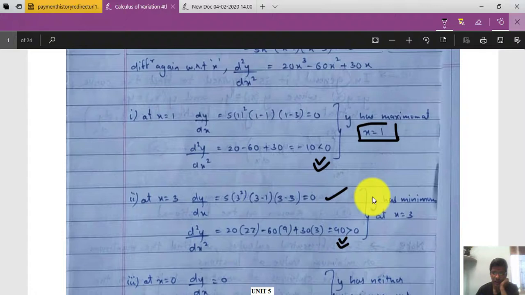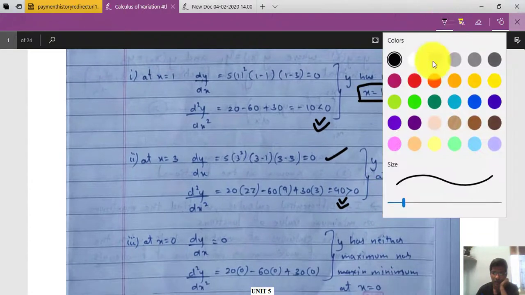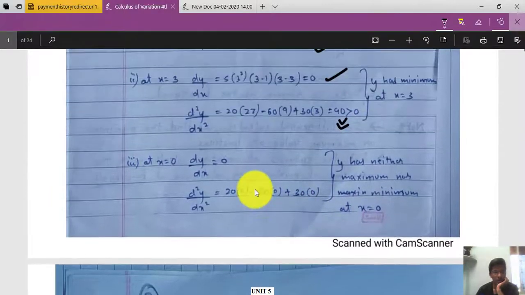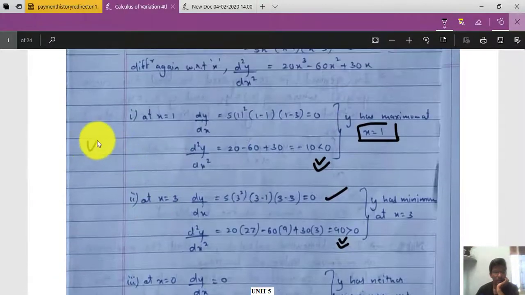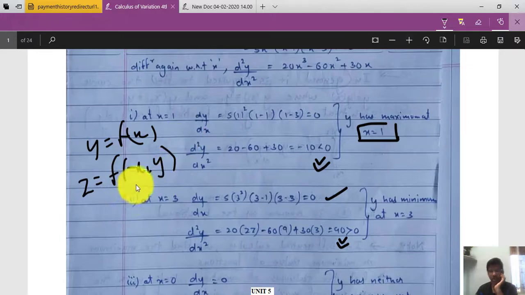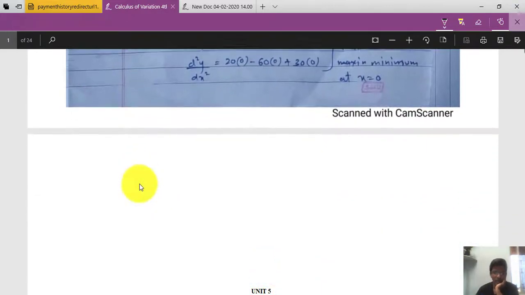Now also, here y is equal to f of x for any given function, and we have to find the maxima or minima. Also when you come to higher sections, f can be a function of more than two variables, right? So we have to find maxima and minima for this type of problem also, right?